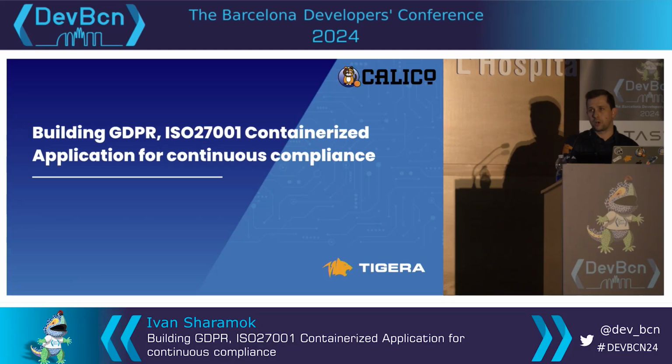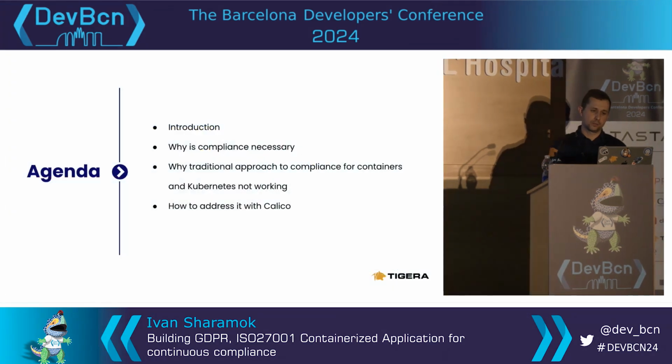My name is Ivan Sharamok. I'm a principal solutions architect for Tigera. Tigera is a company who created and maintains the open source project Calico, a product that is known for networking security, and in the commercial versions of it, for observability for Kubernetes.